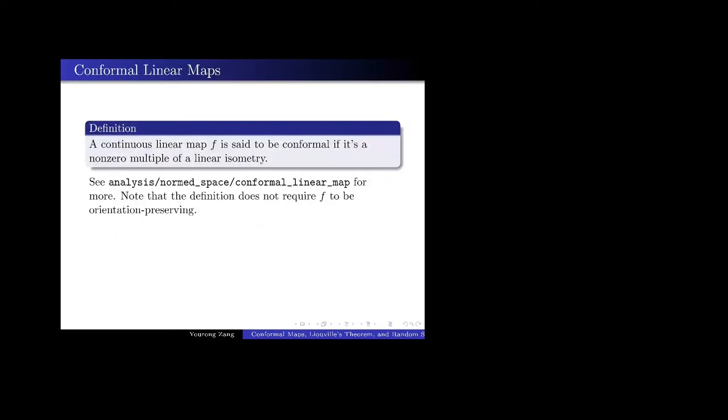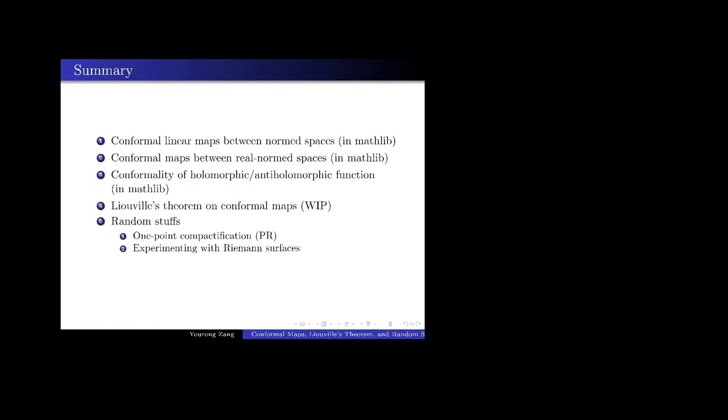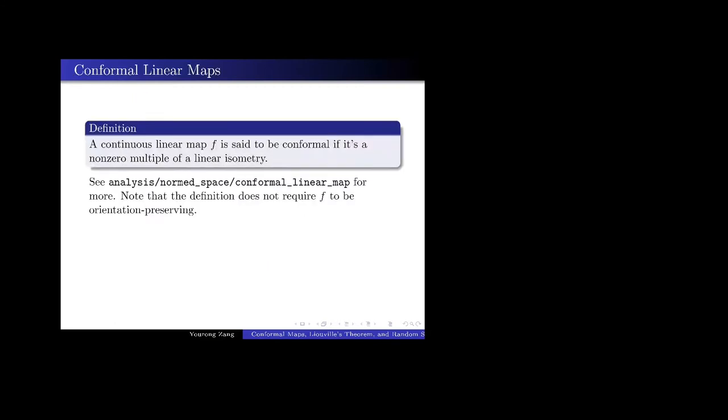First, I'm presenting the definition of conformal linear maps and conformal maps so that people have in mind what I did and what I am talking about. A continuous linear map is said to be conformal if it's a non-zero multiple of a linear isometry. This definition is not very popular, I think. I didn't know this definition before people put it up to me and said you should use this definition. And this definition does not require a map to be orientation preserving.